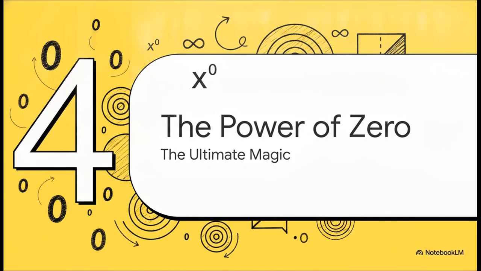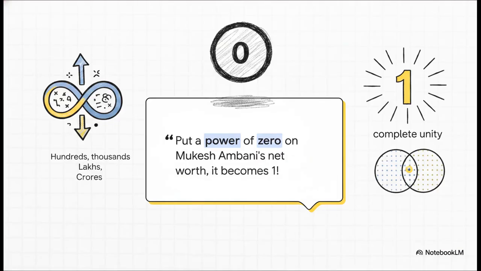Next up, section 4, the power of 0. We have got to talk about the absolute magic of the number 0 in maths. I absolutely love this analogy. If you take Mukesh Ambani's entire net worth and put a power of 0 on it, it instantly becomes 1. It really puts it into perspective, doesn't it?